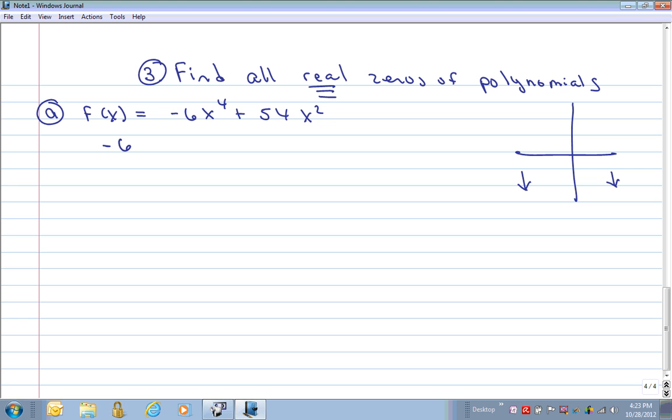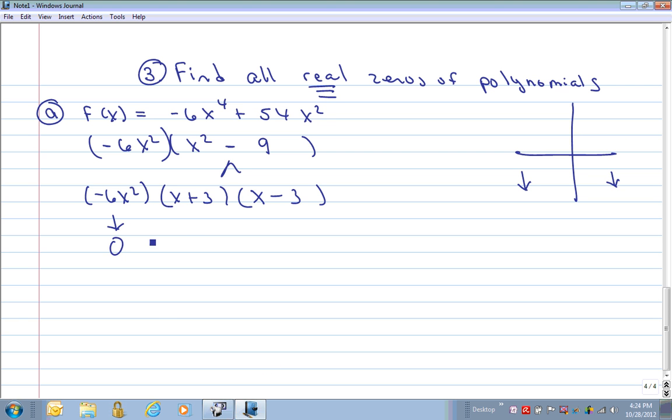So we'll take out a negative 6x squared, and inside our parentheses, we would have x squared minus 9, because negative times negative would give me back the positive 54x squared. Of course, this could be broken down one more time, so our factors really are negative 6x squared, and then x plus 3, x minus 3. Now, the zeros from that would be 0, negative 3, and positive 3.